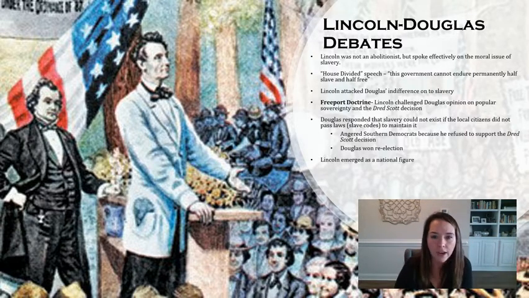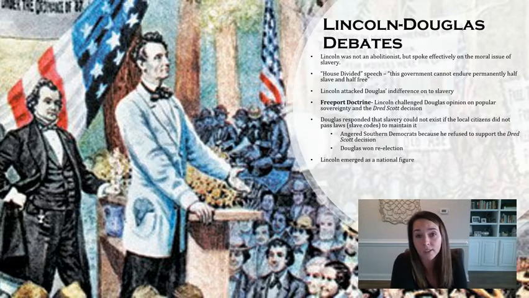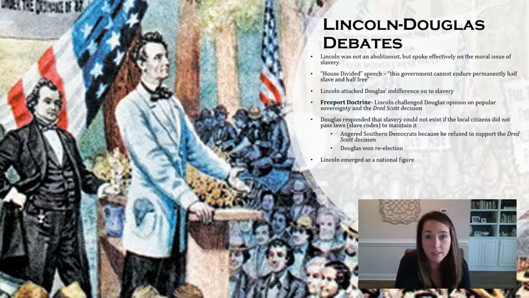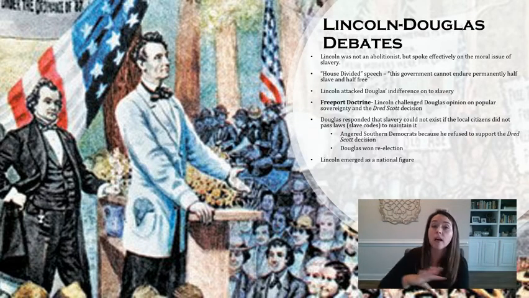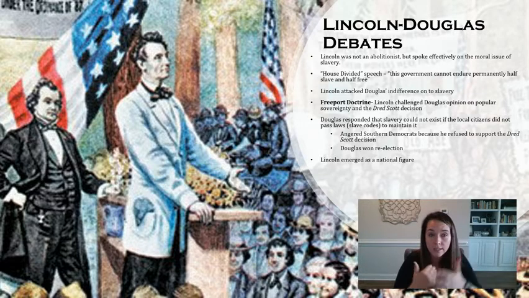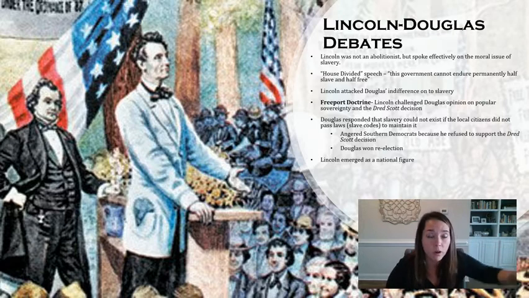And so when he was called out on it, to take a position, Douglas basically said that slavery doesn't have to exist if local citizens don't pass laws to maintain it. The federal government can say that slavery exists in Wisconsin territory, but if the people of Wisconsin don't pass laws that guarantee slavery, then we don't have to worry about it. And Southern Democrats, because remember, he is a Democrat, called him out and said, no, you need to be pro Dred Scott. You need to be pro expansion.